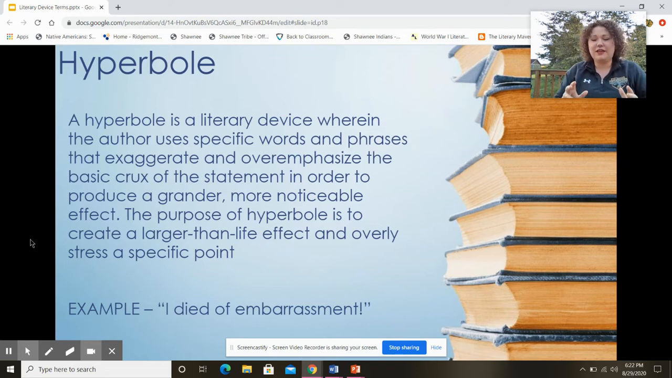So, and I've heard plenty of you say this, I died of embarrassment. Okay. You did not literally die. You're not in the grave from embarrassment. But the embarrassment was so massive, you felt as if you could literally die. So you were over exaggerating what happened to you with that embarrassment to show how extreme it was. Okay, so you're making a hyperbole.